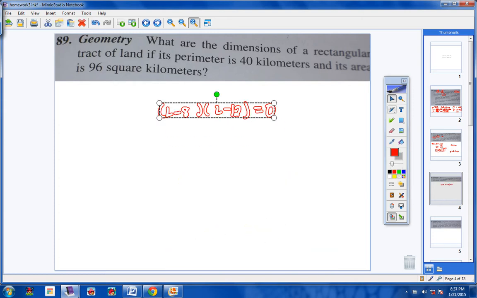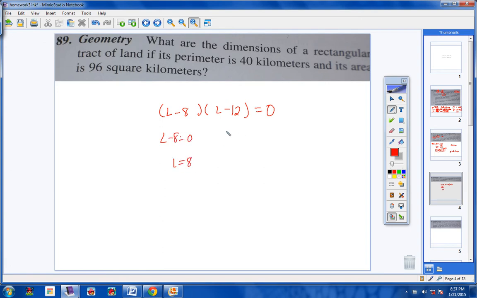So, if you take this parentheses here and set it equal to 0, L equals 8. If you take this parentheses here and set it equal to 0, L equals 12, okay? So to be honest with you, you can call the length and the width whatever you want, okay? It doesn't matter.